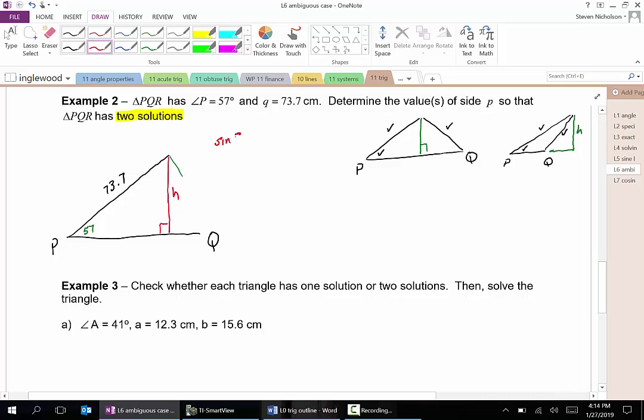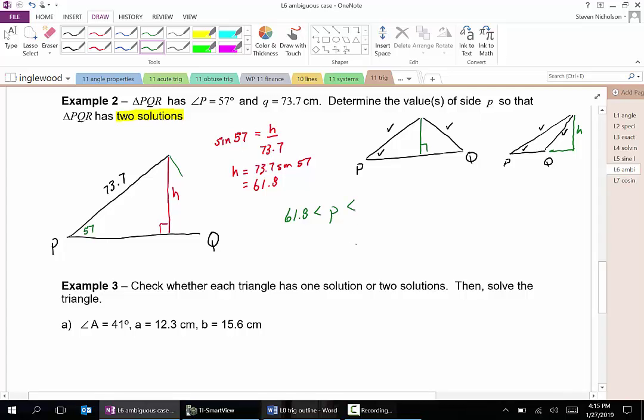So the sine of 57 is equal to h over 73.7. H is equal to 73.7 sine 57. And when you figure out what h is equal to, it's 61.8. So here's what we know. We know that little p has to be bigger than 61.8. If it was equal to 61.8, we'd have a right triangle, and we'd only have one solution.